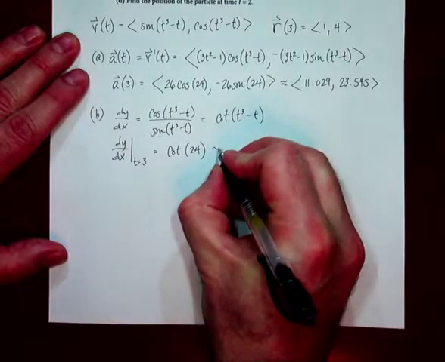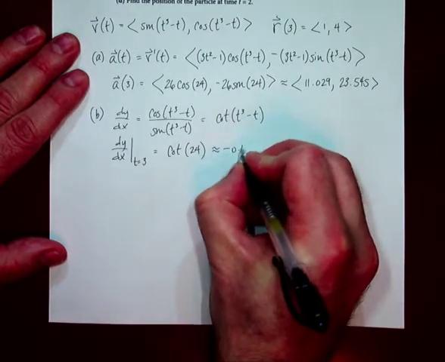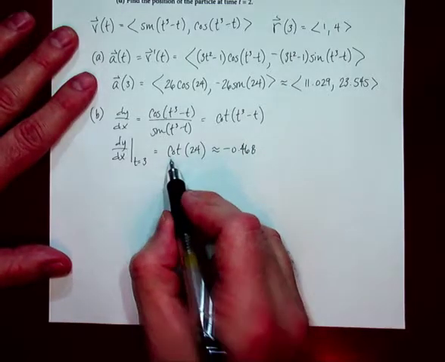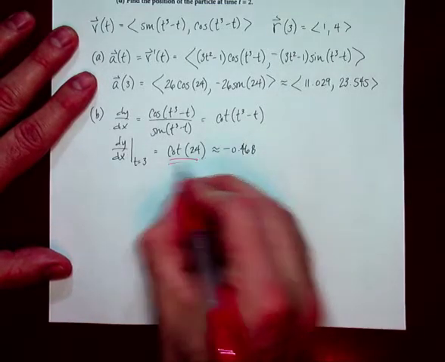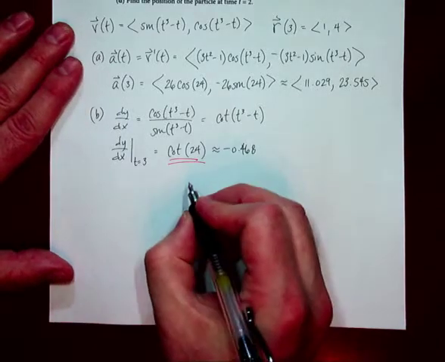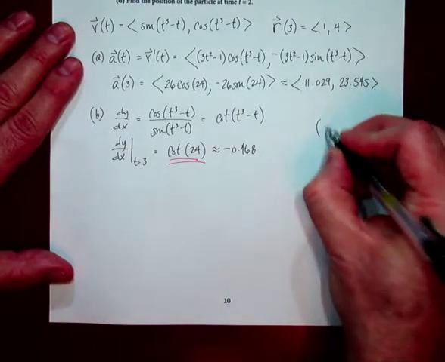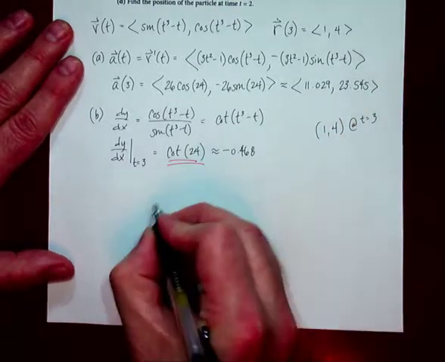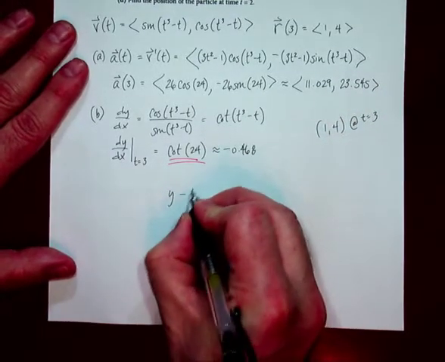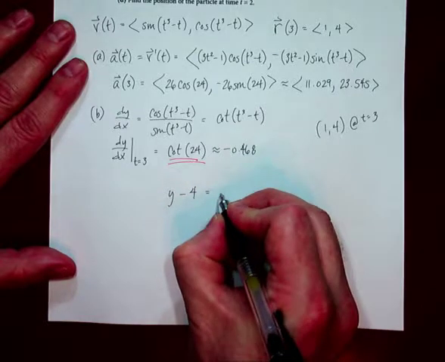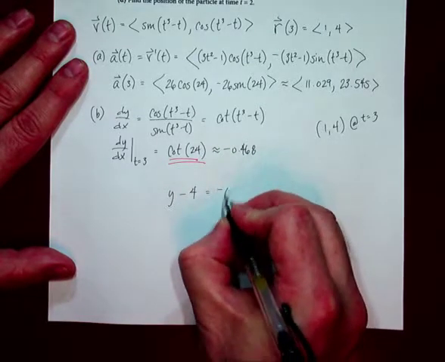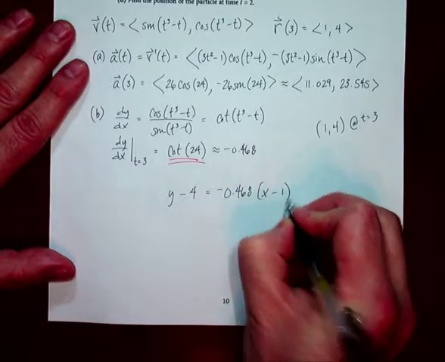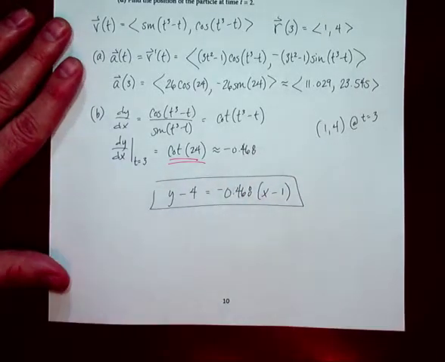So this gives me negative 0.468. If you don't want to deal with decimals, you can just put it in the cotangent form. It doesn't really matter to me, but you already have your ordered pair of (1, 4) at t equals 3. So it's basically y minus y1 is equal to either cotangent 24 or negative 0.468 times (x minus 1). And there is the equation of your tangent line.